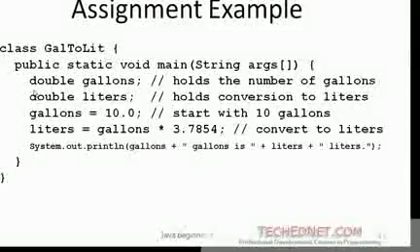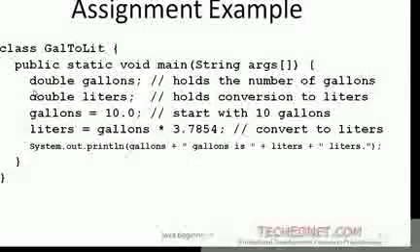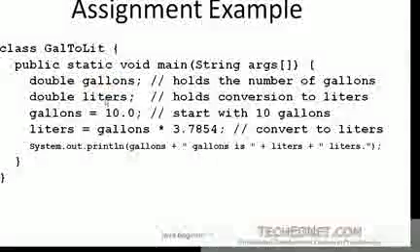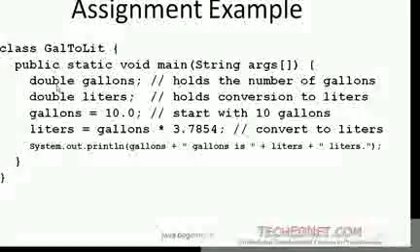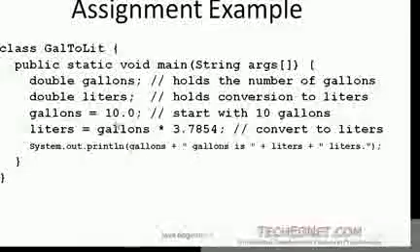Here is a complete example that shows how you can make an assignment. For example, I have declared a variable gallons here and liters. Both of them are of the type double. The gallons contains a value of 10, and then I want to convert it to liters. So I multiply that by 3.7854, which is the conversion factor. And if you take this program and run it, it'll tell you the result in liters. It'll say that you have these many gallons, which is equivalent to these many liters.